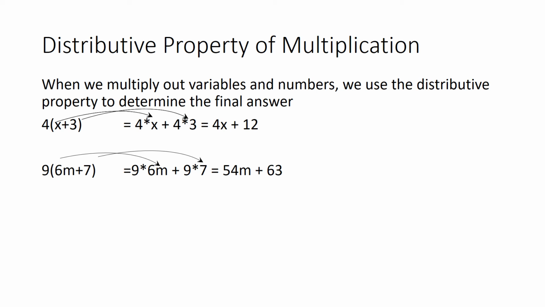Similarly, 9 times the factor 6m plus 7, I'm multiplying. 9 times 6 is 54, so 9 times 6m is 54m, and then 9 times 7 is 63. So when I multiply 9 times 6m plus 7, I distribute out, I get 54m plus 63.